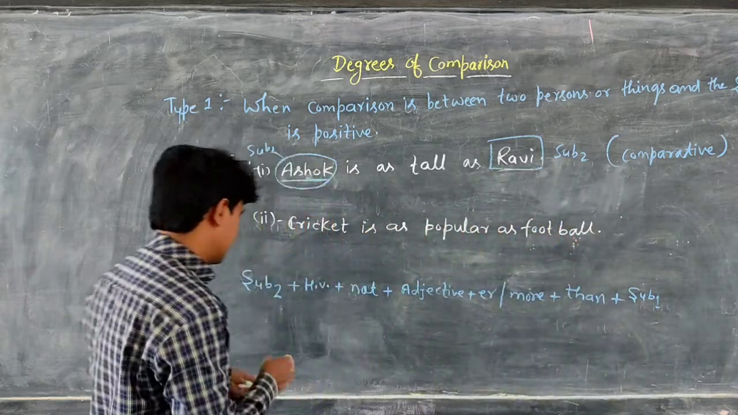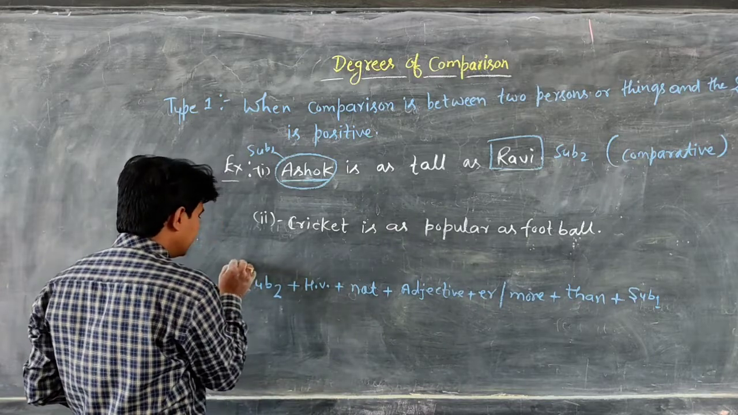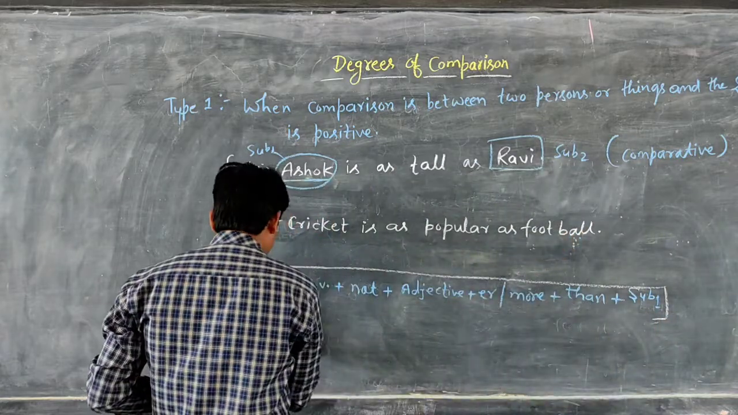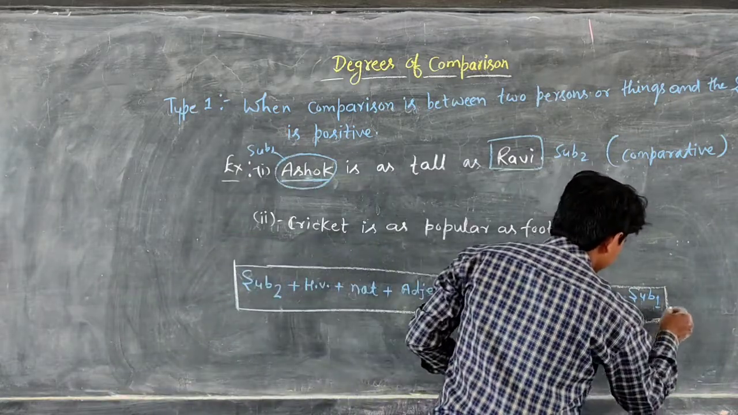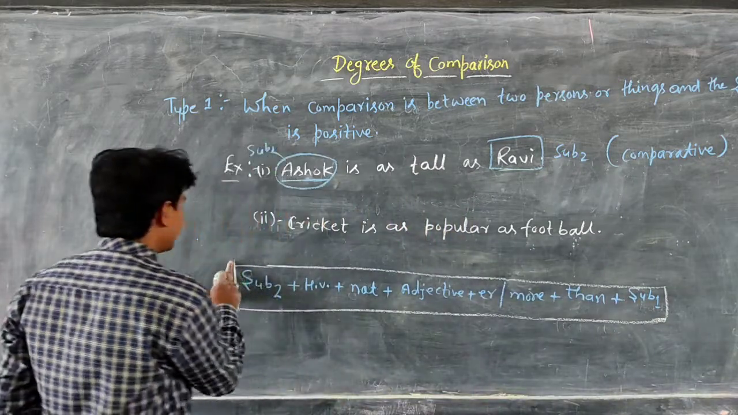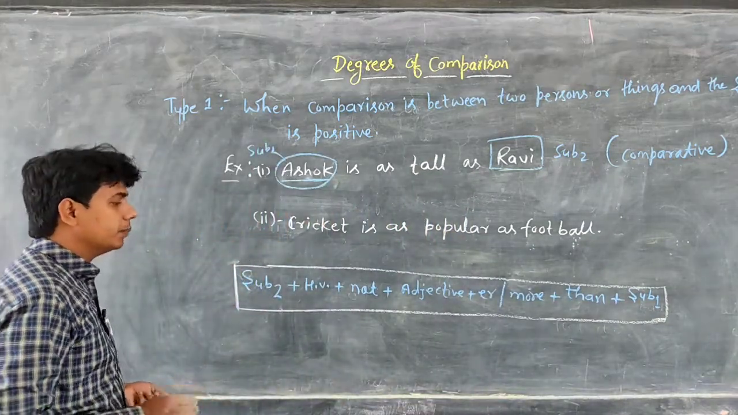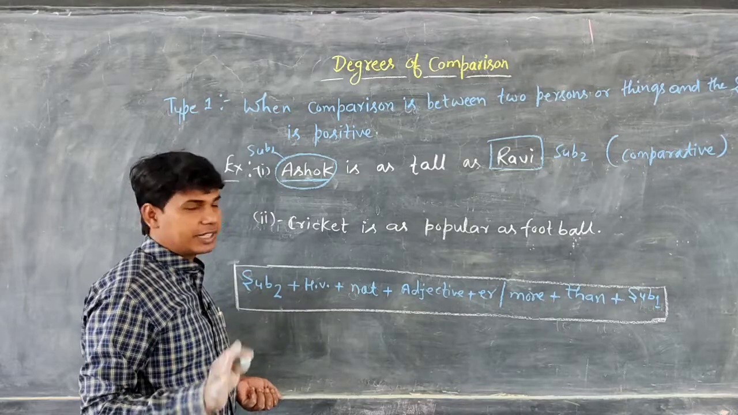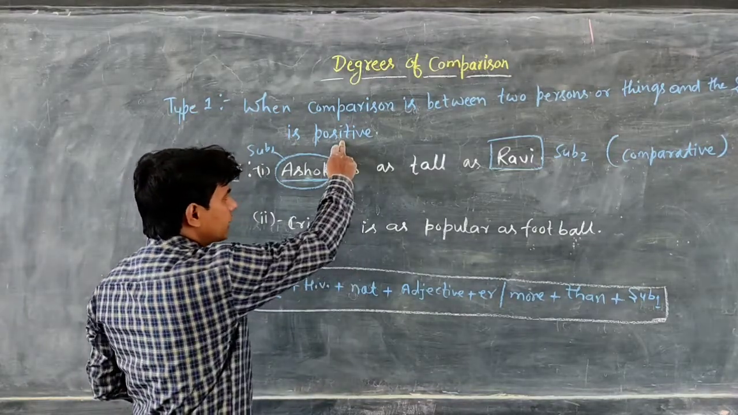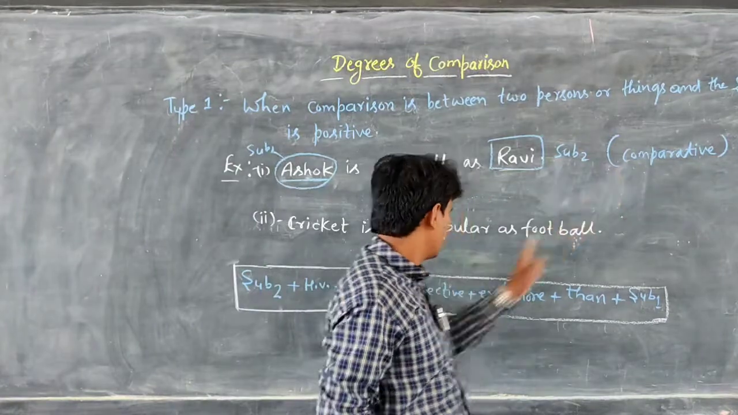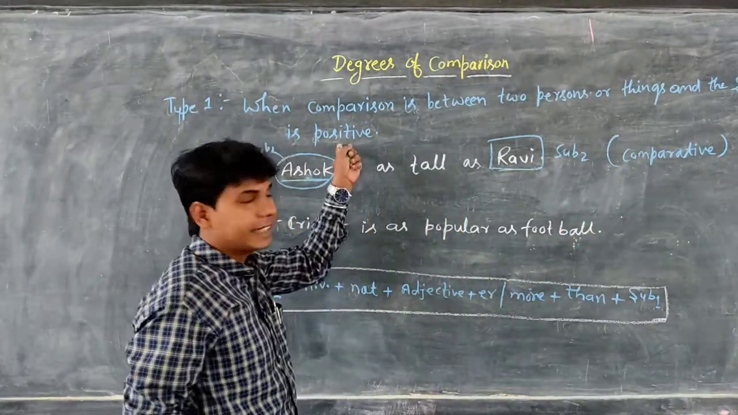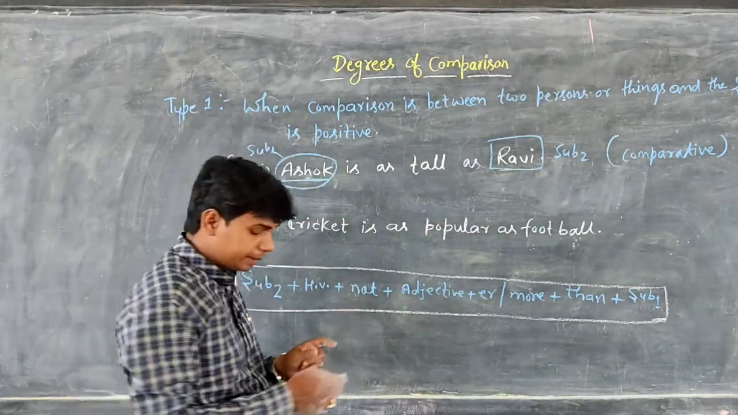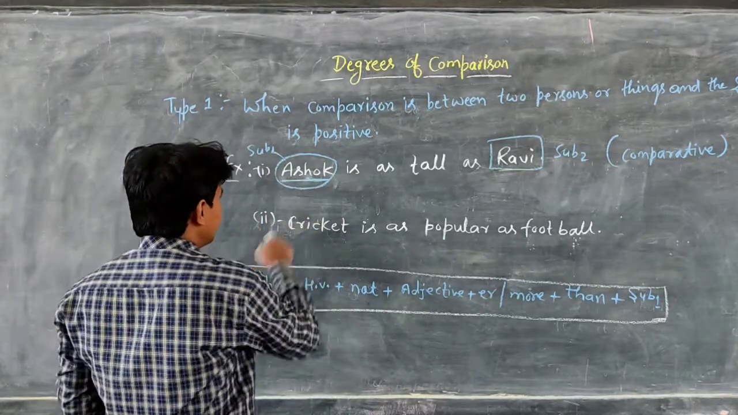So these are the keywords of interchange of degree, from positive degree to comparative degree. We use not so that the meaning of the sentence does not change. That is why when the sentence is positive and you are asked to change into comparative, you will use not. If the sentence is negative and you are asked to change into comparative, then you will not use not. Okay. So let's see the first example.